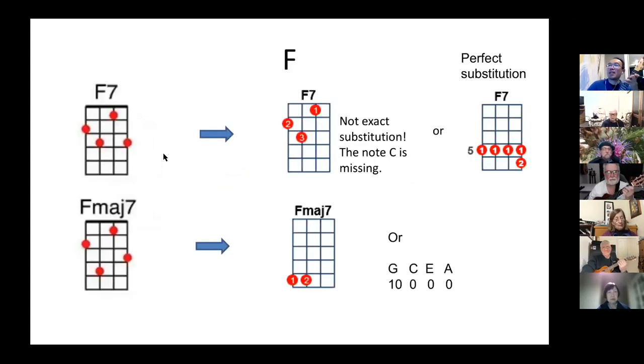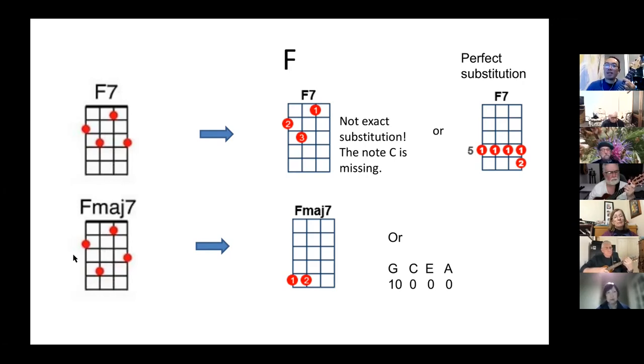F, we've done this before. So F7, you can either use a simplified F7, but as I mentioned, it's not an exact substitute. There's a missing note. Or you can use a perfect substitute, which is a bar with one note there. This sort of bar is quite easy because it's just one finger and your middle finger there.